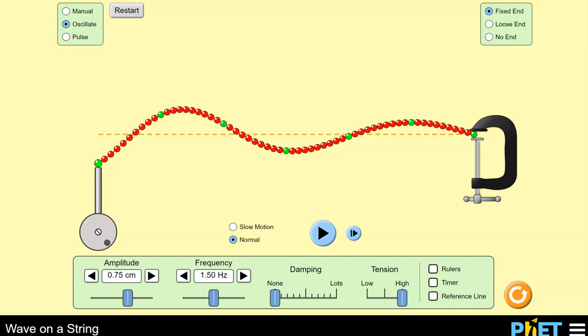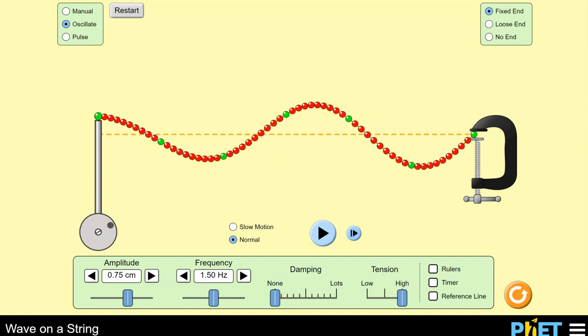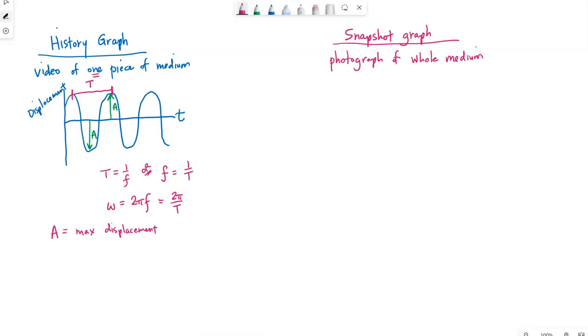Let me get rid of damping here for a sec and pause. If there's truly no damping, we should get the same amplitude, but not every bead is at the amplitude. Some are, some are not. Each bead has its own unique location. So in the snapshot graph, it's as if we're taking a photograph, meaning we're seeing what the medium looks like at that one single moment in time.